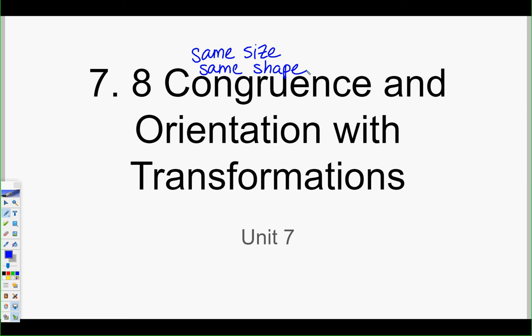Okay, that's the easy terminology to remember. Again, congruent means it is the same. It is identical. Everything about it. The side lengths, the angles, everything about it is the same.